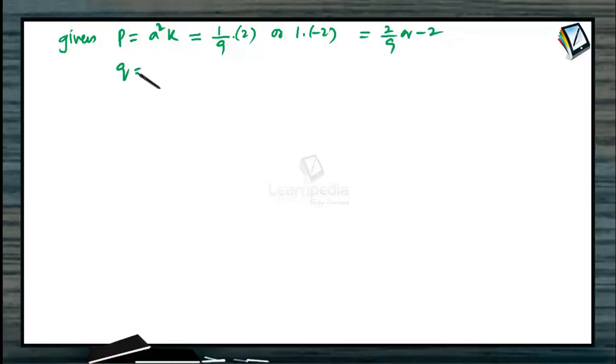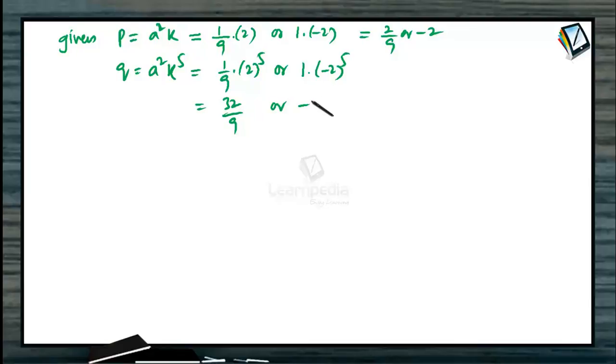Then the q value is a²k⁵. With a² as 1/9 and k equal to 2 to the power 5, this becomes 32/9. Or else, if a is −1, then a² is 1 into (−2) to the power 5, so you will get −32.